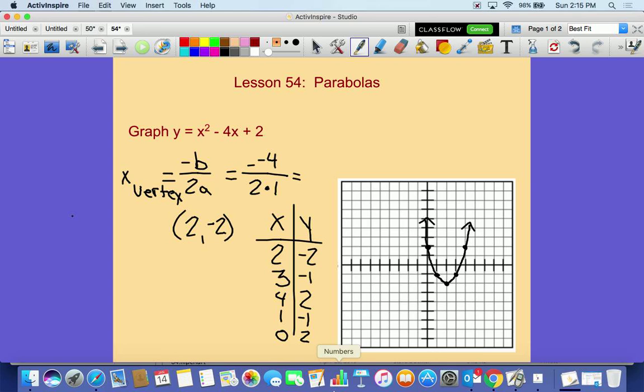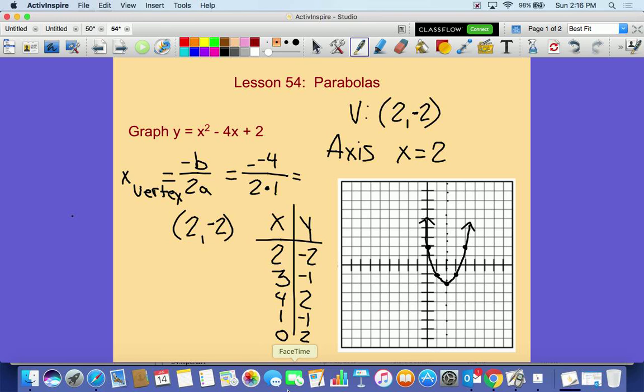From the graph, we know, as I said earlier, our vertex is the point 2, negative 2. And when we find this vertex, we can also find the axis of symmetry. Remember, that's an imaginary line that cuts right through the middle of our graph that makes each side symmetrical to the other. The equation of that line is x equals 2. So that's all the information that we can get from this graph to help us to be able to graph it.